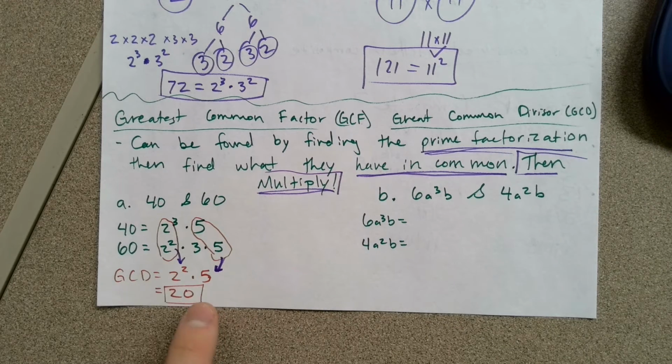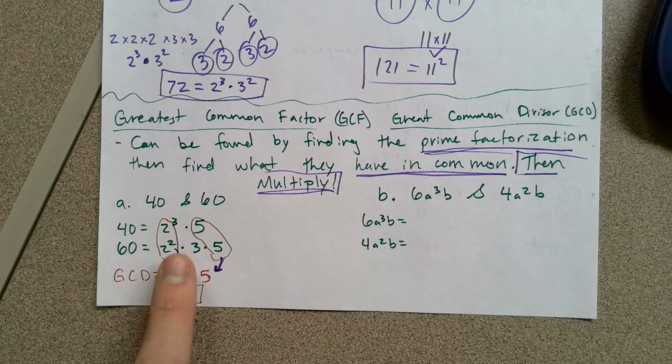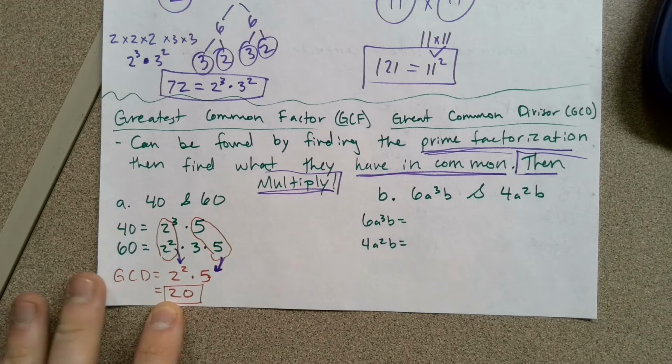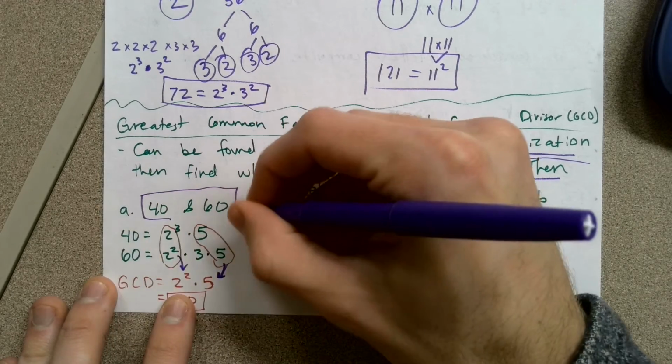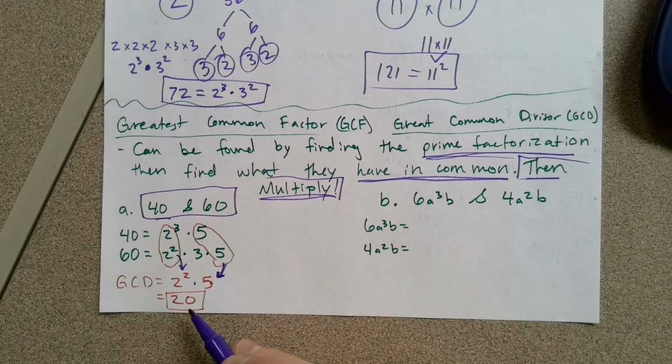2 squared times 5. 2 squared is 4. 2 times 2 times 5 is 20. 20 is our greatest common divisor between 40 and 60. They both can be divided by 20, and that is the largest number that they both can be divided by. The greatest common factors, the greatest common divisors. 20 goes into both of them.